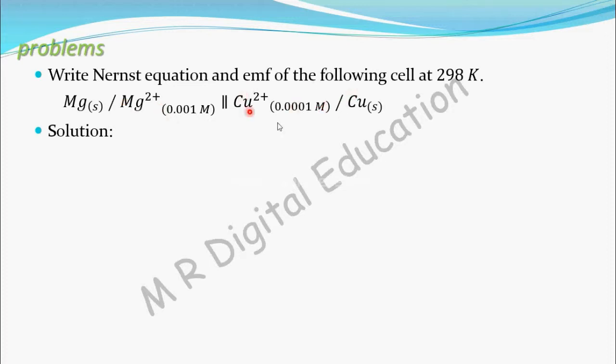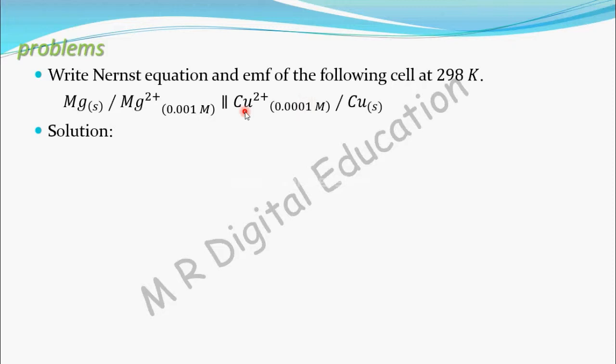And at the cathode side, reduction will happen. So copper is undergoing reduction. Cu2+ is converting into Cu, and in the same way this single bar indicates separation between the Cu2+ ions which are in the solution and the copper rod which is solid, and this is the concentration of Cu2+ ions.